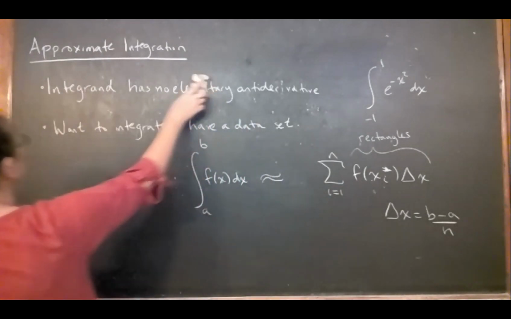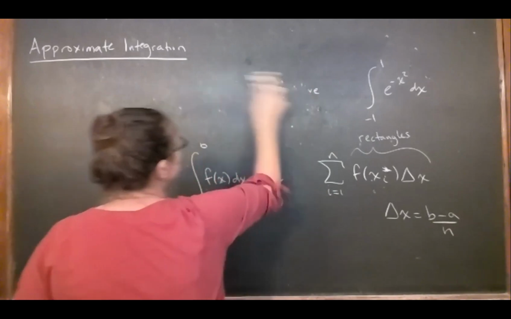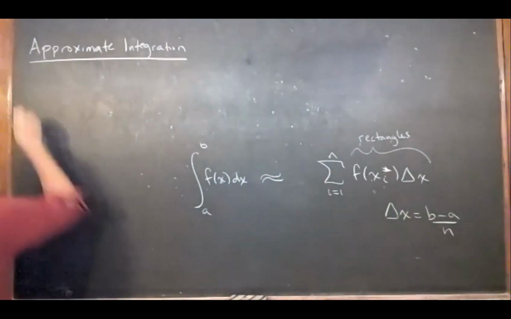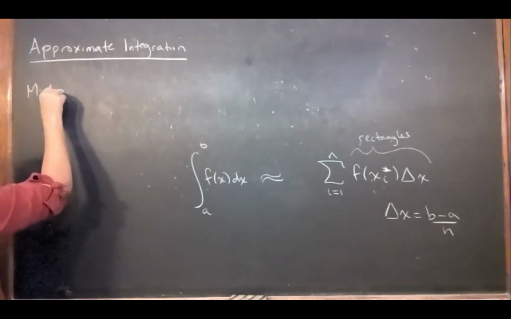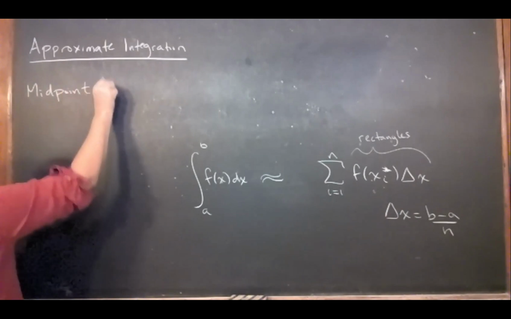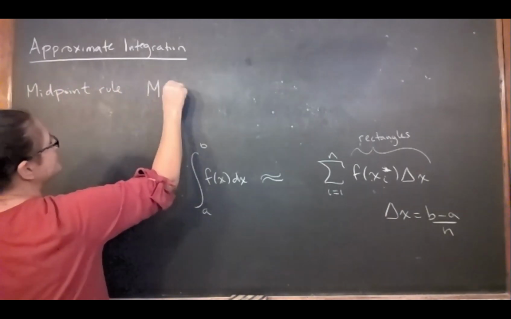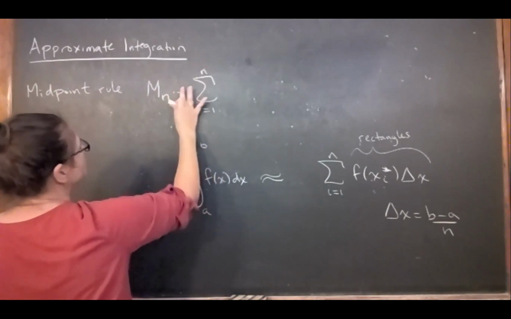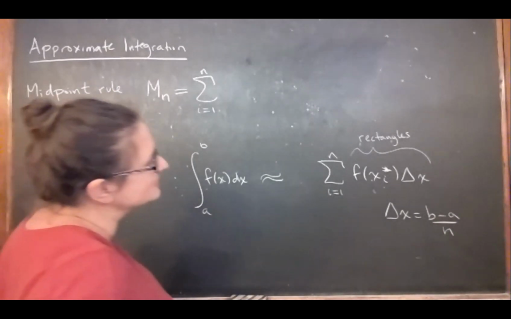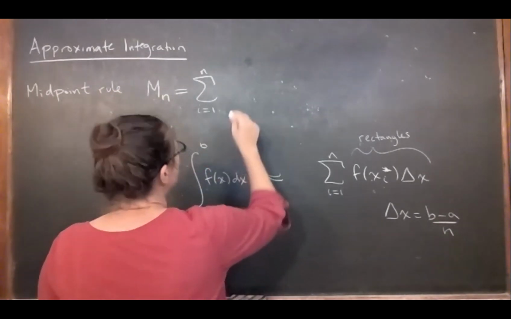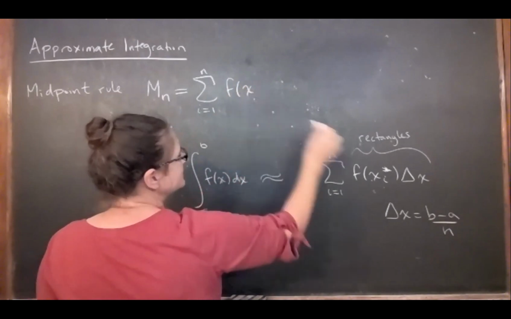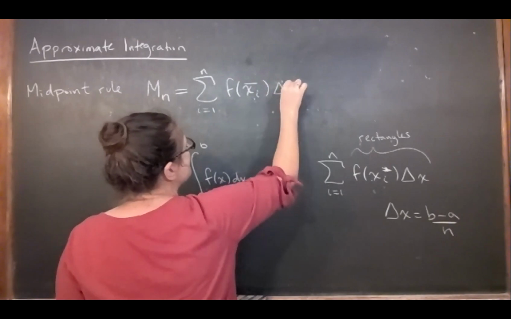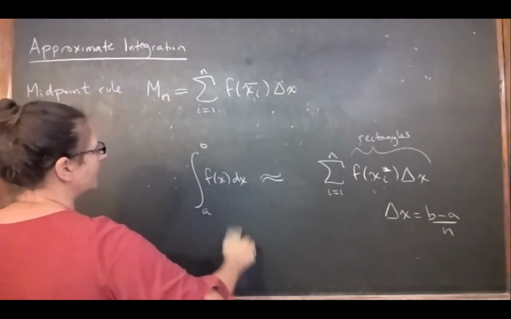So let's write that down. Midpoint rule. And this we've seen before, and I'm going to call it M_n. So this is approximately this thing. This is equal to this, but this is an approximation for the integral is what I mean. And then for this x_i star, we're going to use the midpoint of the intervals, okay?